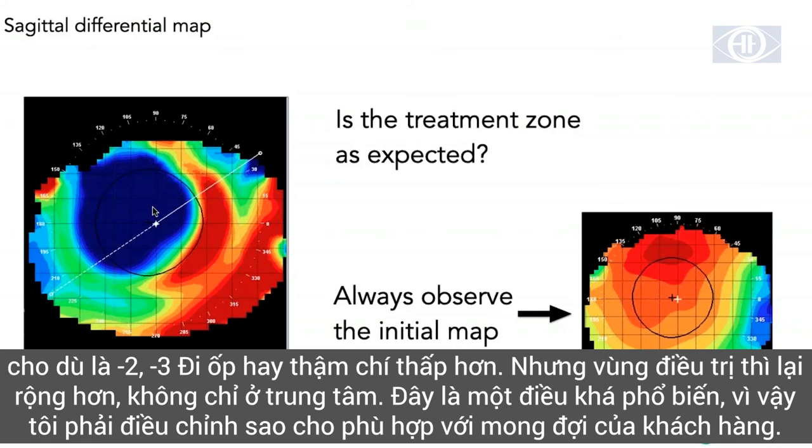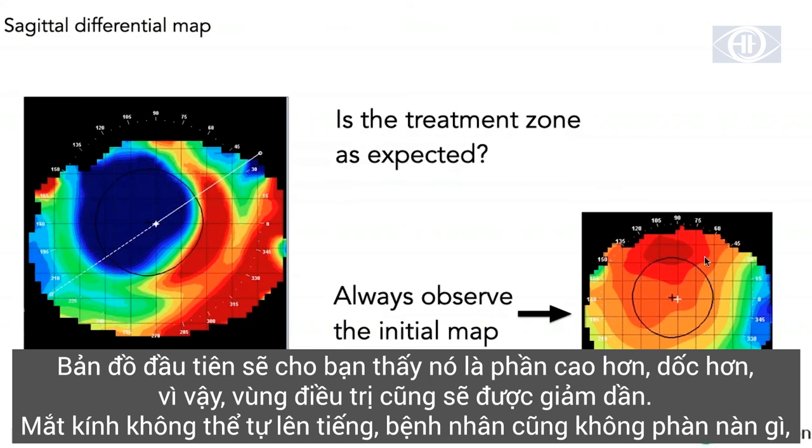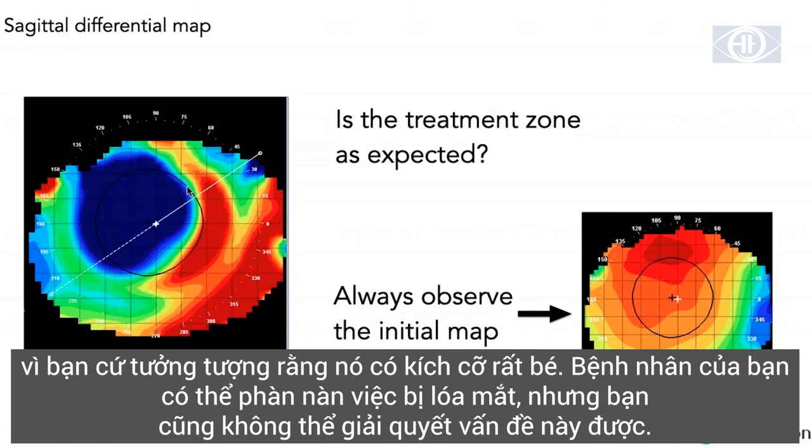So I have to adjust the expectations of my customer. So let's say, in fact, if you want to answer this question, is the treatment zone as expected? Yes, the treatment zone is as expected. It is built up correctly. The initial map shows it is steeper in the superior part, so the treatment zone will be decentered as well. The lens itself acts perfectly. It doesn't mean your patient can't complain, because if we imagine this is the pupil size, the black circle, it is looking half through the optical zone. So it could be that your patient is complaining about glare and halo. It is something you cannot solve, because it is just the way it is. It is what you could expect beforehand.